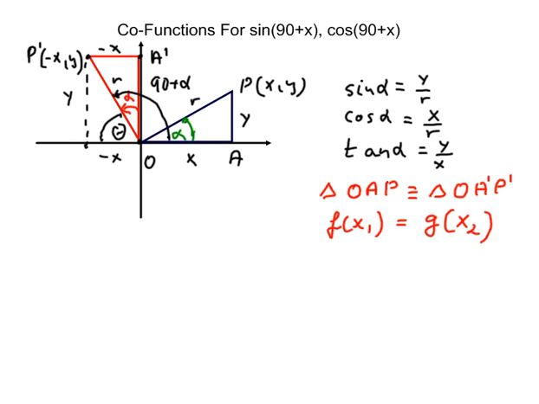Cofunctions. The underlying definition of a cofunction is when we can express one function, say function f, in terms of function g for a different argument, for a different value. So our objective here will be to express the sine function in terms of cosine, cosine in terms of sine, tangent in terms of cotangent.